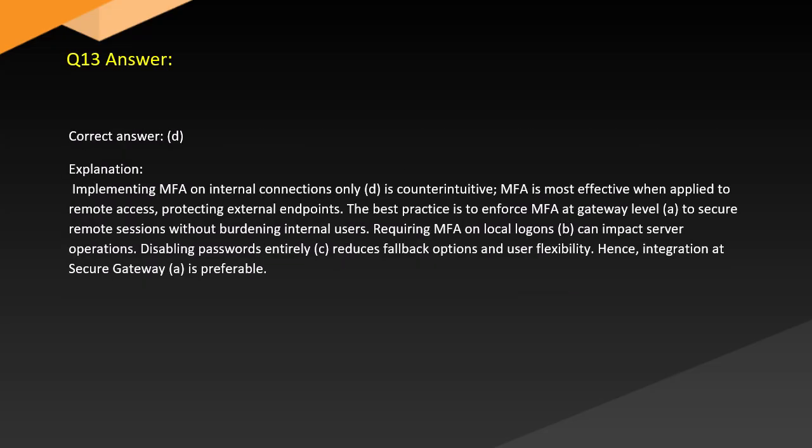Answer. Correct answer: D. Explanation. Implementing MFA on internal connections only (D) is counterintuitive. MFA is most effective when applied to remote access, protecting external endpoints. The best practice is to enforce MFA at the gateway level (A) to secure remote sessions without burdening internal users. Requiring MFA on local logons (B) can impact server operations. Disabling passwords entirely (C) reduces fallback options and user flexibility, hence integration at the secure gateway is preferable.